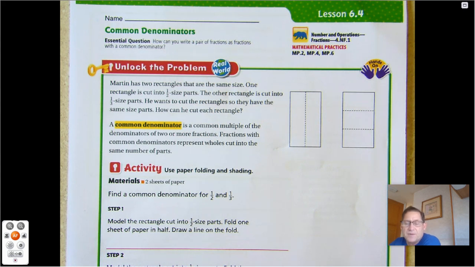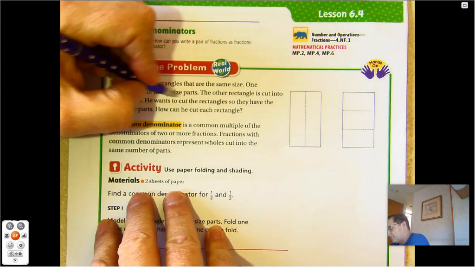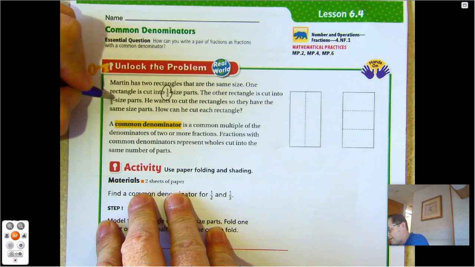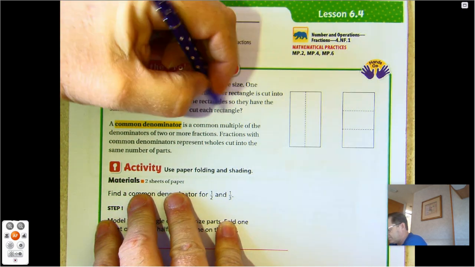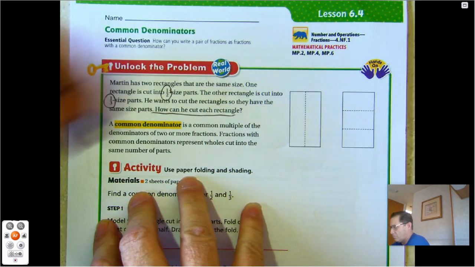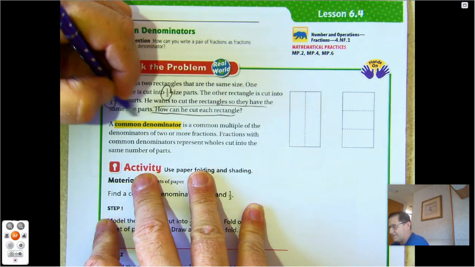You're going to need two pieces of paper for this activity. Martin has two rectangles that are the same size. One rectangle is cut into half-size parts, and the other rectangle is cut into one-third size parts. He wants to cut the rectangles so they have the same size parts. How can he cut each rectangle? So he has a half-size part and one-third size parts, and he wants to cut the rectangles so they have the same size parts.